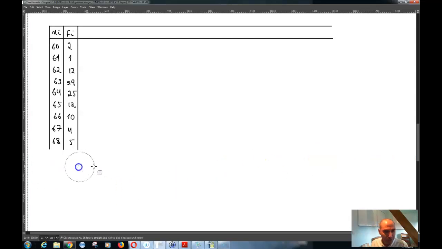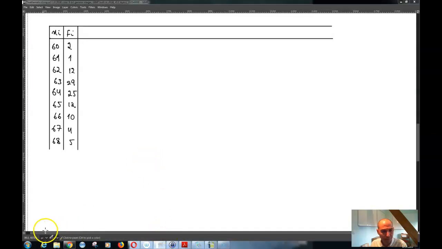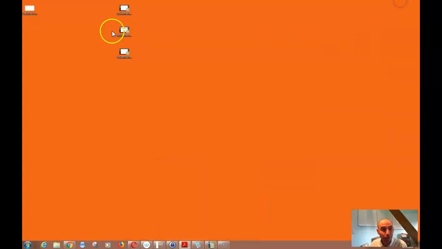So basically the mean and the standard deviation, based on the formulas that we found, were basically this picture here. Based on the data that we found, the mean and the standard deviation were these.